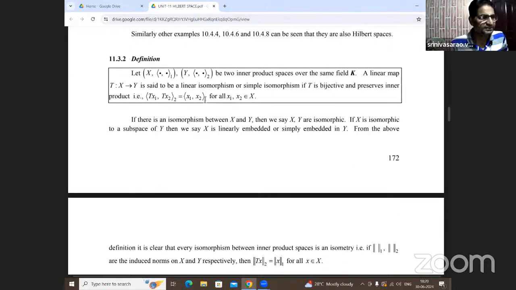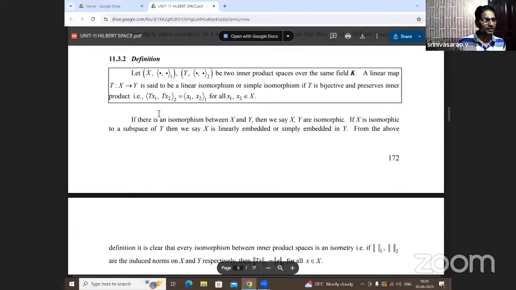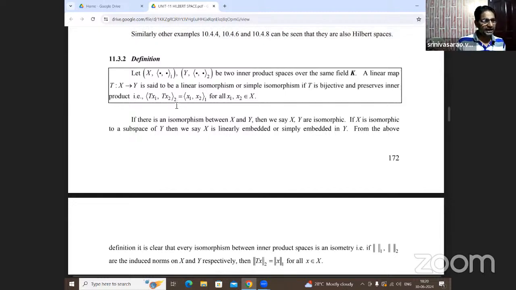Okay, students, these are the different linear isomorphisms. Define linear isomorphism, or simply isomorphism. That is the definition: Tx1, Tx2, under the 2-dimensional case, is simply defined as the inner product of x1 and x2 in the 1-dimensional part.